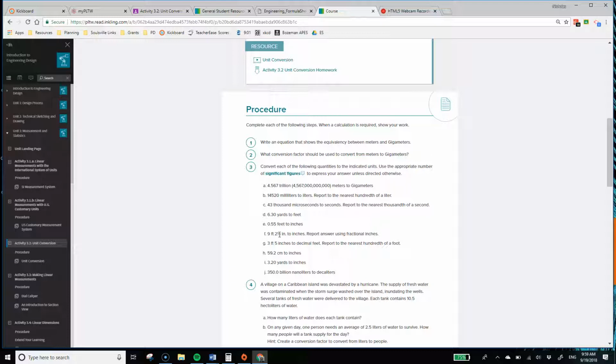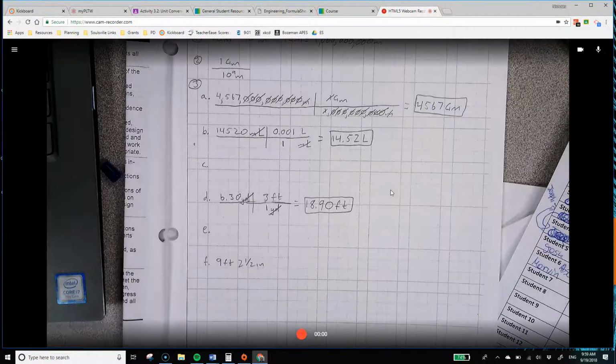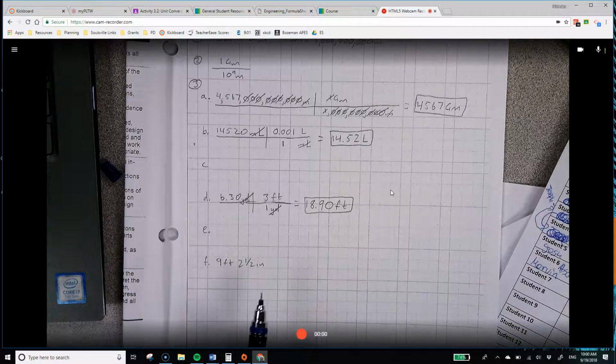And F says, 9 foot 2.5 inches to inches using fractional inches. All right, so this one is actually not very hard, but it doesn't set up the exact same way. So if I want this to be in inches and I want to stay in fractions, that means I don't want any decimal inches.